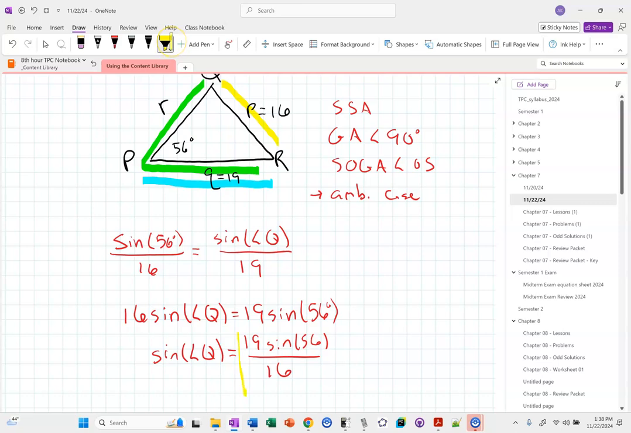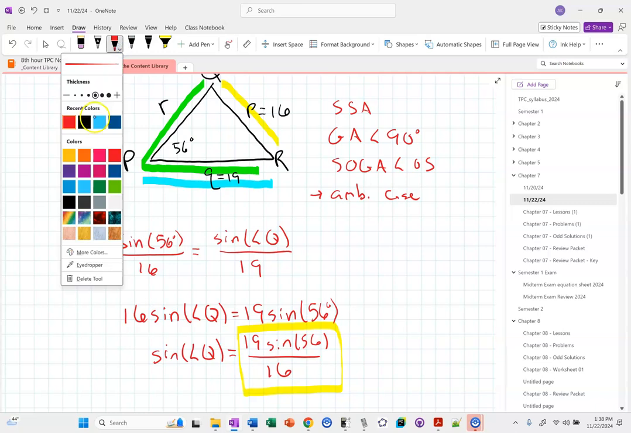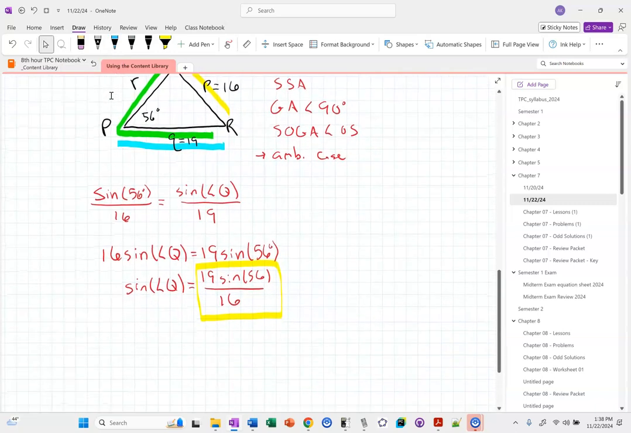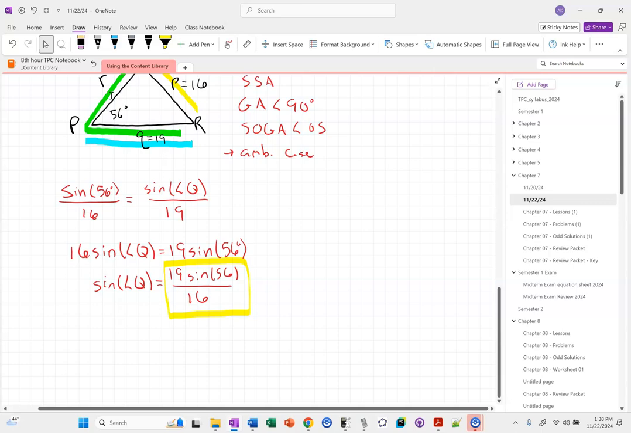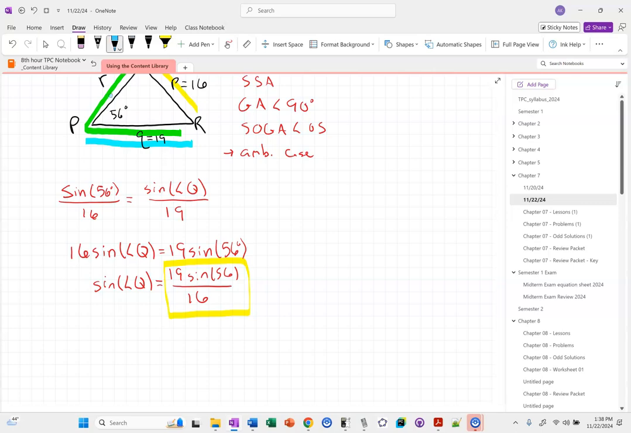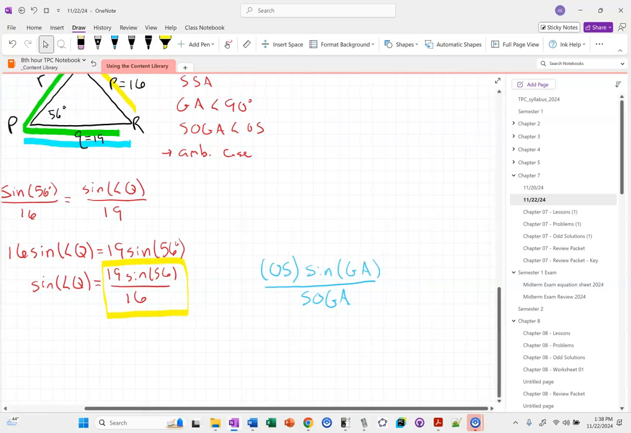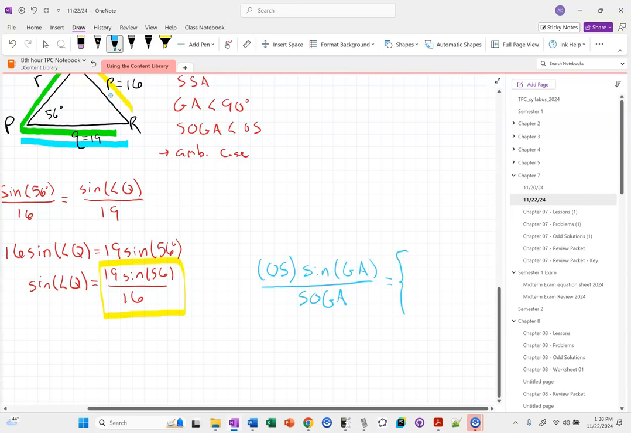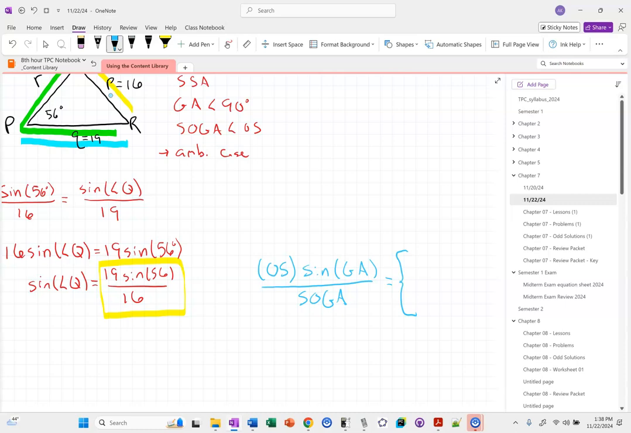And it turns out that this number here is what I need in order to tell whether there should be 0, 1, or 2 triangles possible. So in general, it's the other side times sine of the given angle divided by the side opposite the given angle. Depending on the number I get here, this will tell me whether I have 0, 1, or 2 triangles.